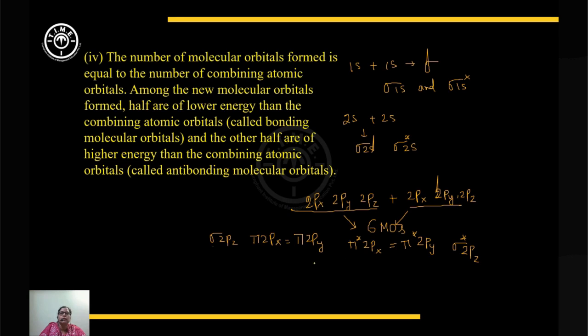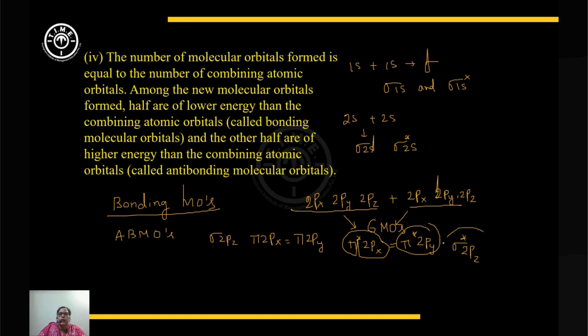From these molecular orbitals, half of the molecular orbitals are of lower energy and these are called the bonding molecular orbitals. The remaining half are of high energies and they are called anti-bonding molecular orbitals. The anti-bonding molecular orbitals are the star-marked orbitals, for example sigma star 1s and sigma star 2s. I hope this point is clear.